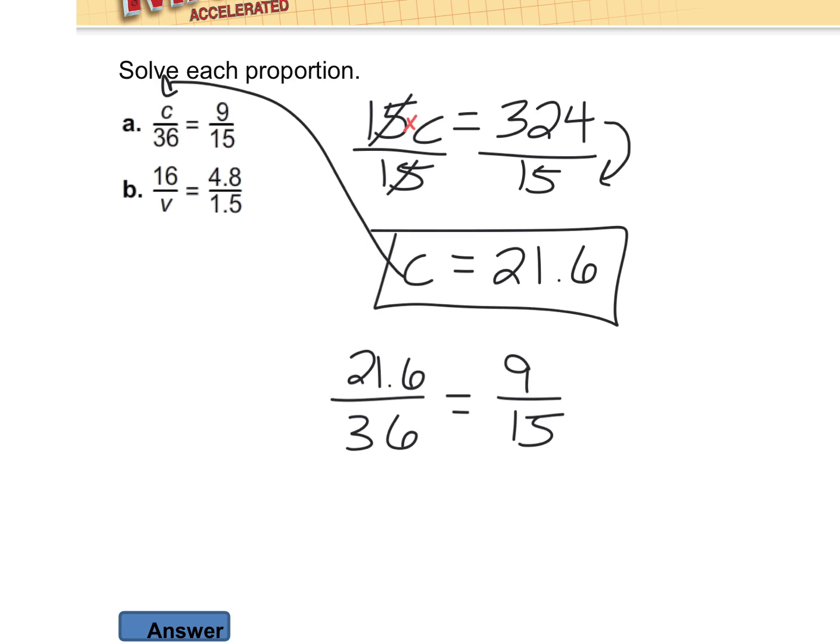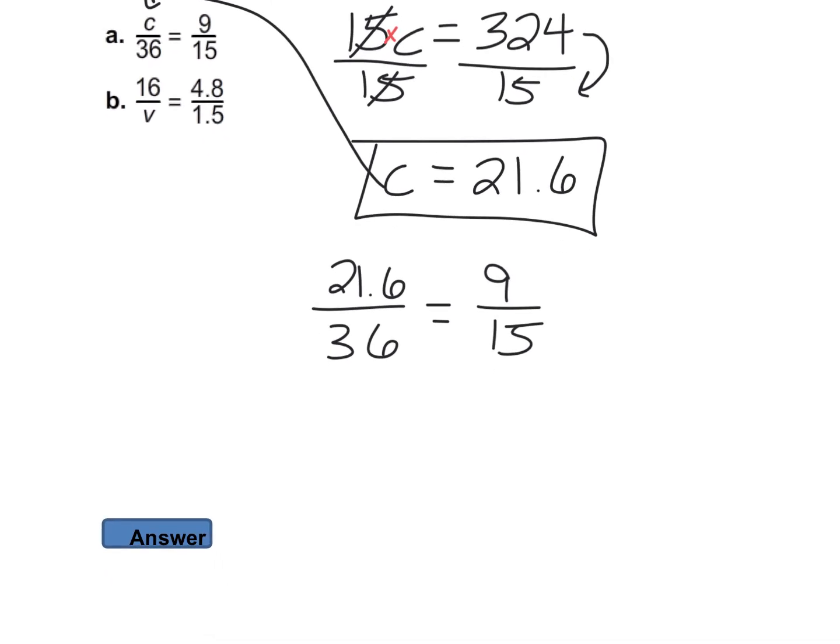Now, do those look the same? No. Type in your calculator. What do you get for 21.6 divided by 36? Oh, wait. It's 0.6. You get 0.6? And then what's 9 divided by 15? You get 0.6. Did we do it right?